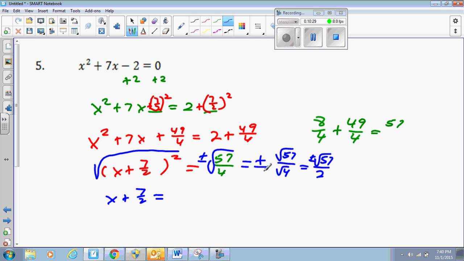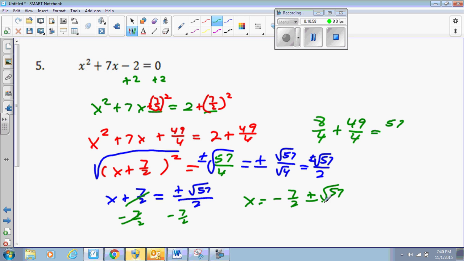So I'm going to write it like the last one is, and say plus or minus the square root of 57 over 2. And now what I have to do is get rid of that 7 over 2. So I'll go through my algebra skills and just say minus 7 over 2. Minus 7 over 2. These are going to cancel. And I have x equals negative 7 over 2 plus or minus the square root of 57 over 2. And we just leave our answer just like that.